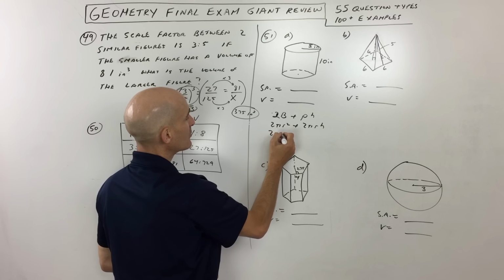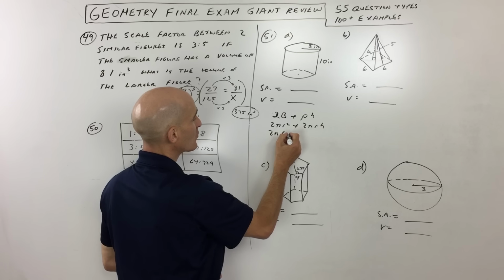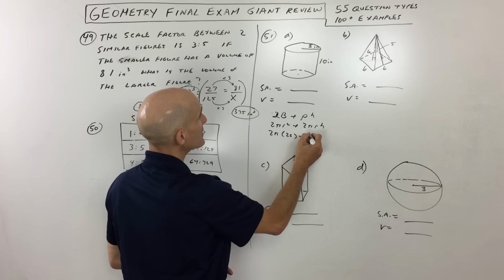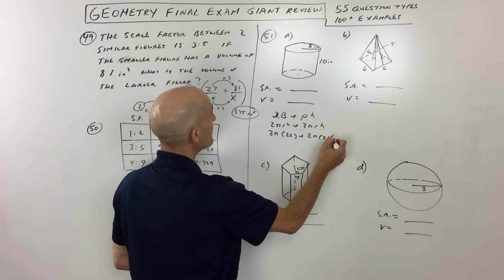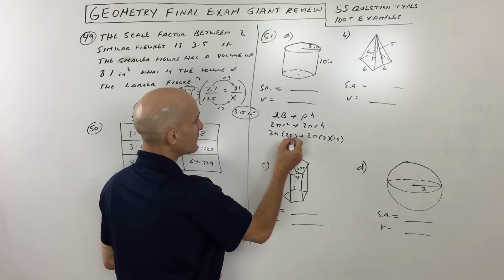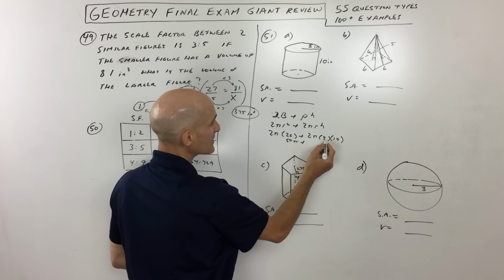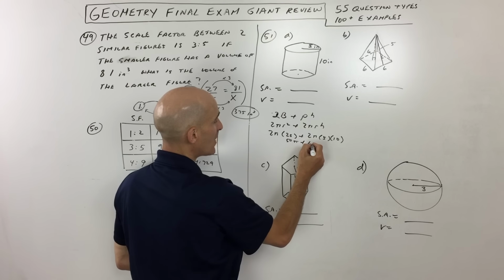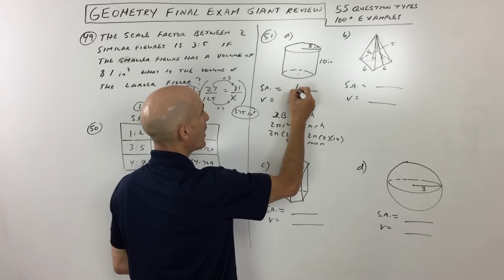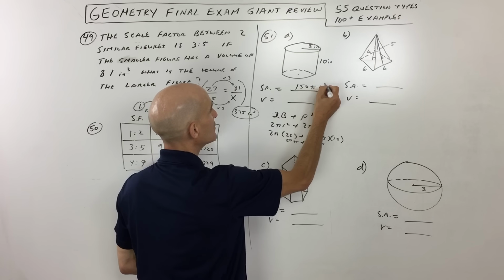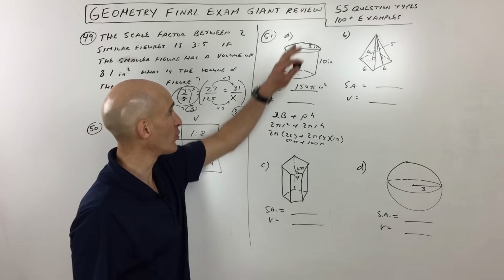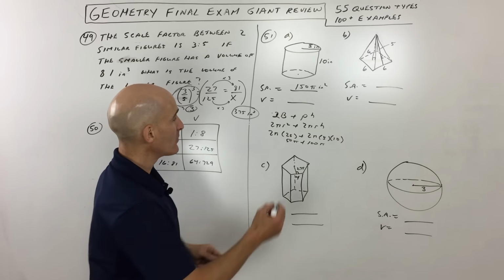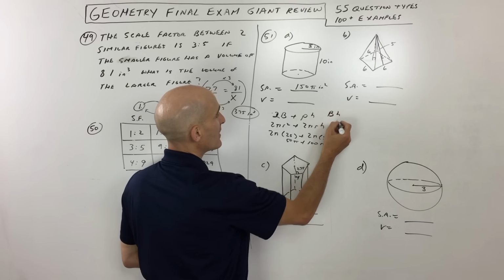So if we put in everything, we get 2 pi times 5 squared, which is 25, plus 2 pi, the radius is 5, the height is 10. We get 50 pi, plus 50 times 2 is 100 pi. So we're getting 150 pi inches squared for the surface area, the total area of the outside. The volume formula is a little bit easier. It's the area of the base times the height.